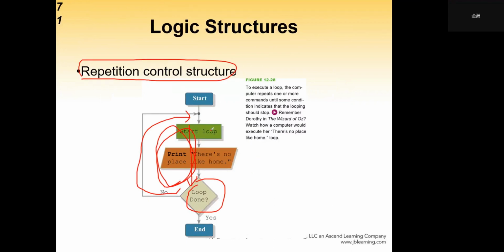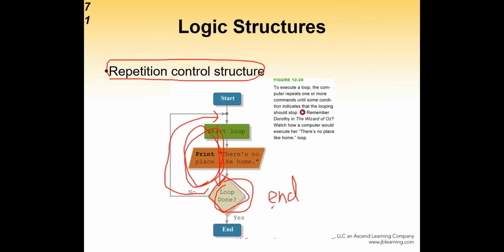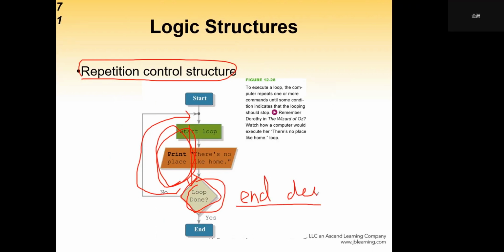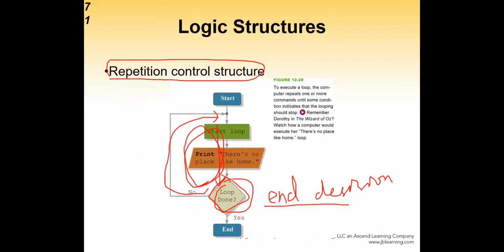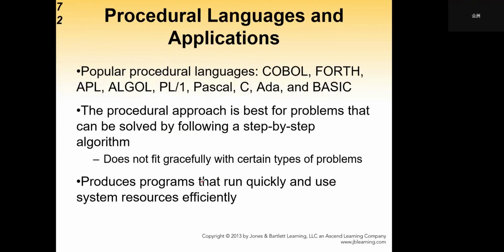So it will include a decision part to judge whether this loop has been done or not. So it has a decision question to judge. So we introduce three basic logic structures in the computer: sequence, making a decision, or doing the repetition.